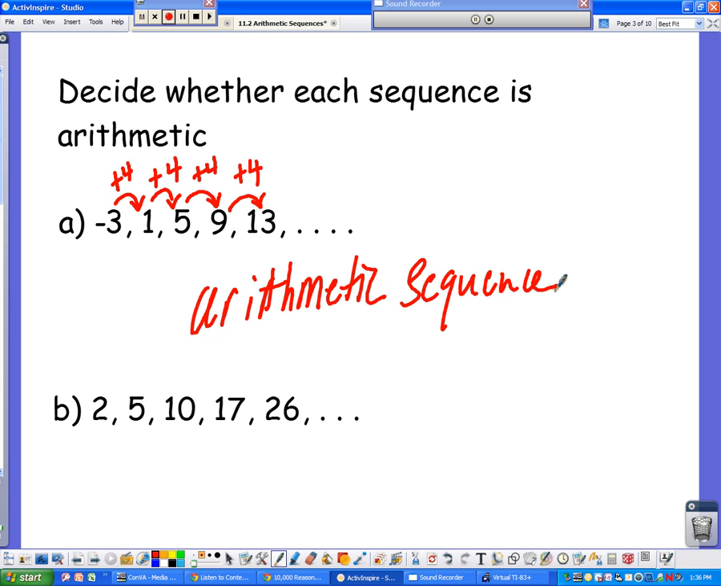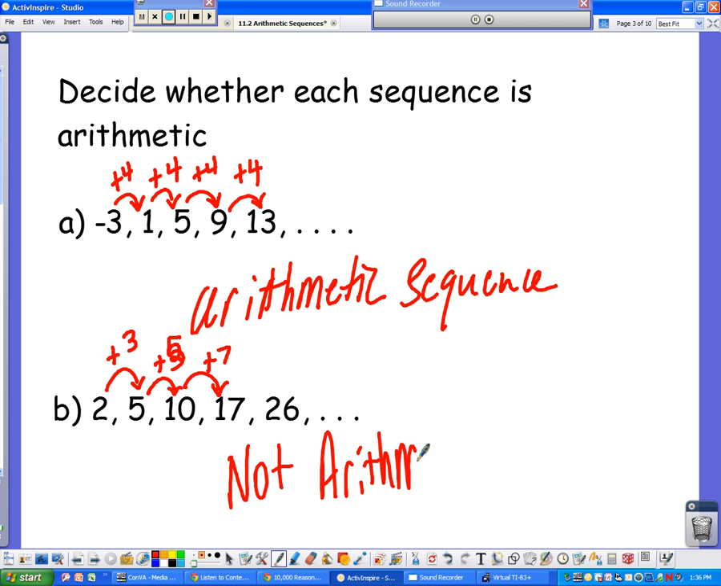Now, on this one, remember, to be arithmetic, we have to add the same amount each time. Here I've got to add 3, from 5 to 10 I'm going to add 5, and to go from 10 to 17, I'm adding 7. So even though there's a pattern to this, I'm adding 3, 5, 7, the next one I'd add 9, and the next one 11. Because the amount is not constant throughout, it's not arithmetic. That's the basic difference. It's just that simple.